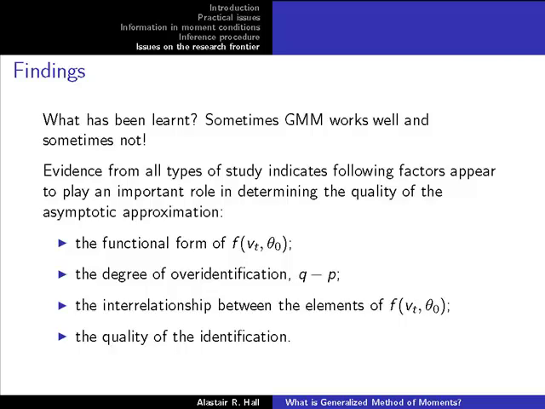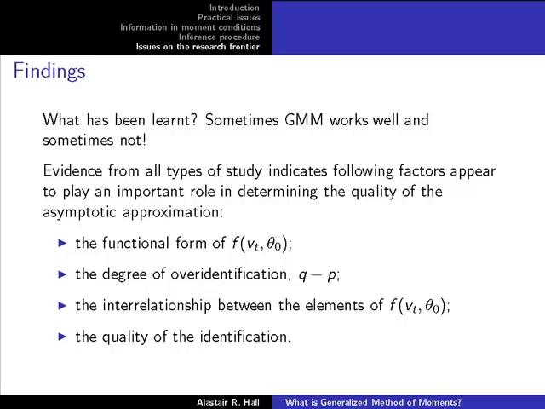Can we identify features of the model that will flag for us when it's going to work well and when it won't? Well, talking in very broad terms, the functional form of f that appears in the moment condition is going to be important. Talking loosely, the more non-linear it is, the less well this theory is likely to approximate for a given sample size. Another feature that seems to be important is referred to as the degree of over-identification, and that's q minus p, where q is the number of moment conditions and p the number of parameters. So it's loosely the number of additional moment conditions that we have beyond the number of parameters.